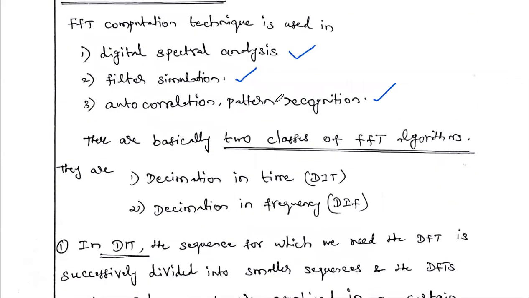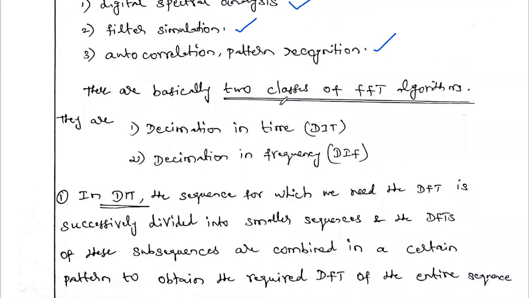Okay, and the next one, there are two types of FFT algorithm. The FFT algorithm is the fast Fourier transform. It's a highly efficient algorithm to perform the DFT in the fastest manner with fewer computations. That is the FFT algorithm. So there are two basic classes of FFT algorithm.